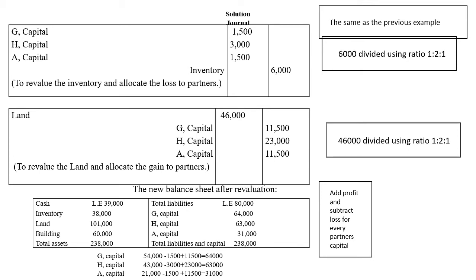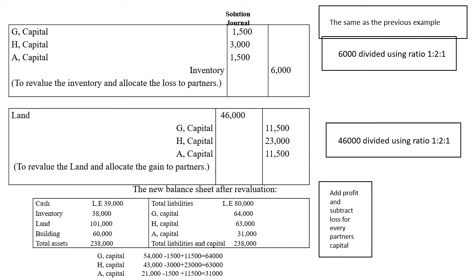The land was reevaluated at a value higher than the book value by 46,000. So the 46,000 will be divided between the partners in a ratio of 1 to 2 to 1 as an increase in their capital. So the loss in inventory made the capital debit and inventory credit. The profit from the land made the land debit and capital credit.